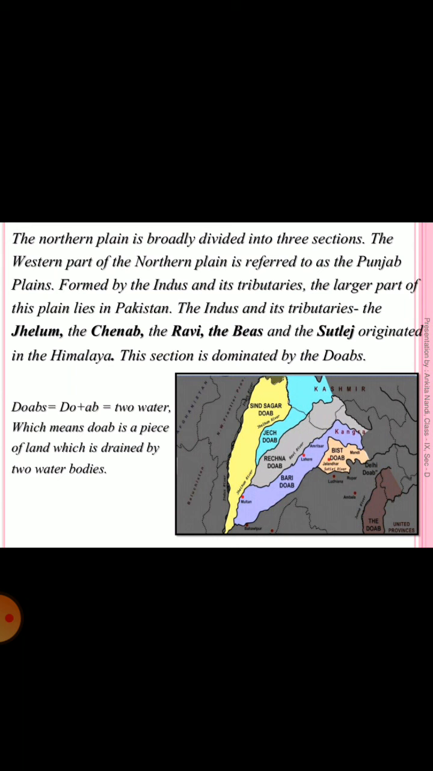The first section is referred to as the Punjab Plain, and it is drained by river Indus and its tributaries. The larger part of this plain lies in Pakistan. The Indus and its tributaries, that is the Jhelum, the Chenab, the Ravi, the Beas, and the Satluj, originated in the Himalaya. This section is dominated by doabs. Doab means two waters, which means a doab is a piece of land which is drained by two water bodies.